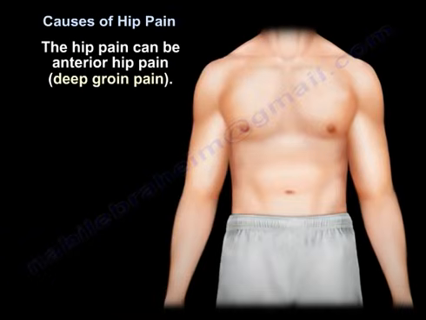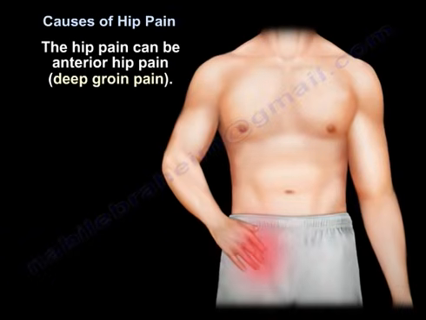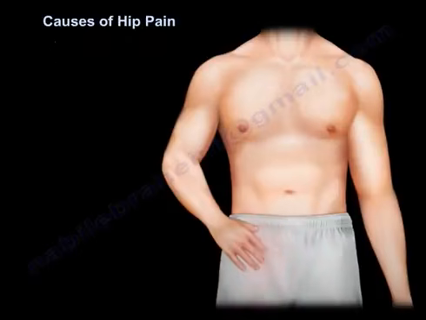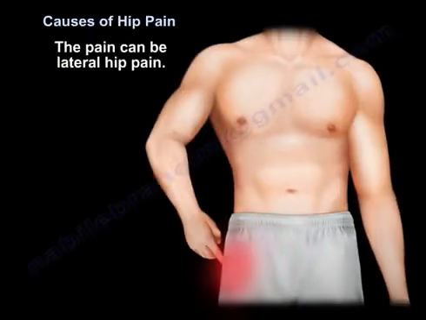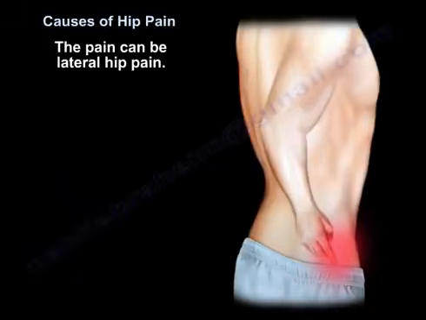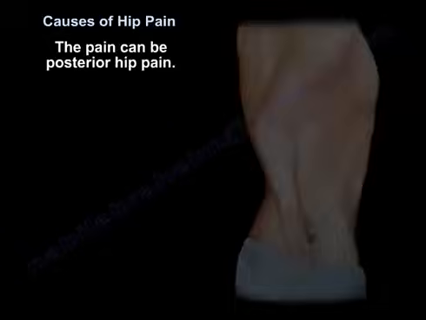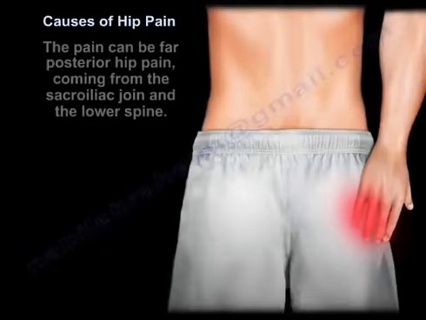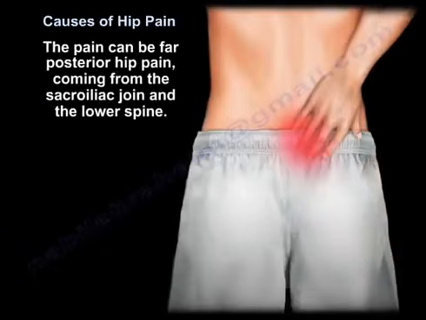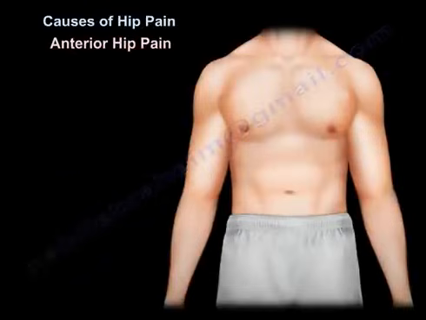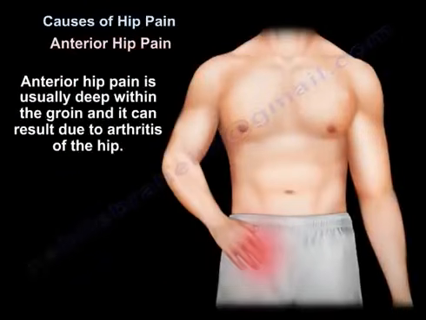So the hip pain can be anterior hip pain, deep groin pain. The pain can be lateral hip pain. The pain can be posterior hip pain or far posterior hip pain coming from the sacroiliac joint and the lower spine. Anterior hip pain, usually deep in the groin.